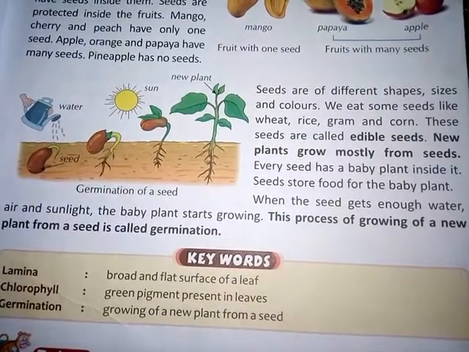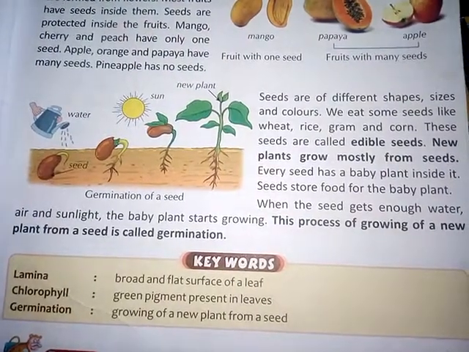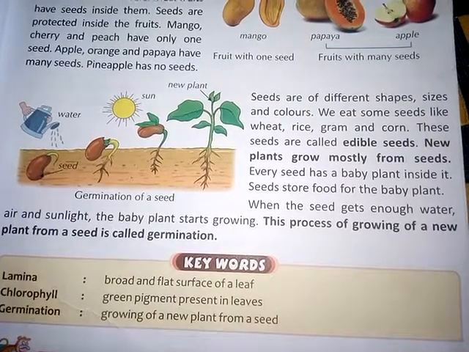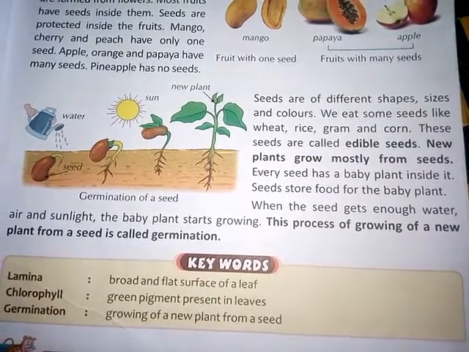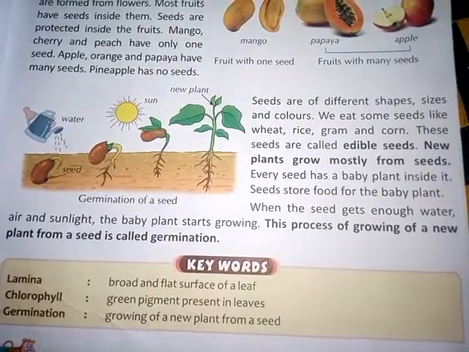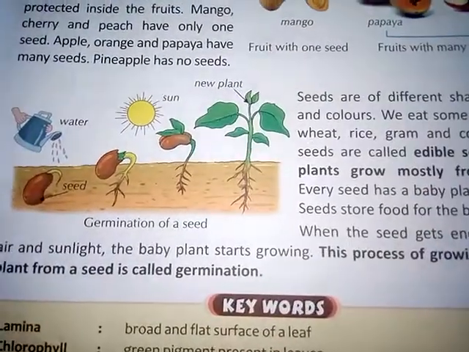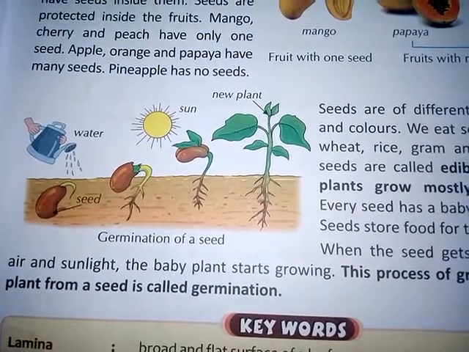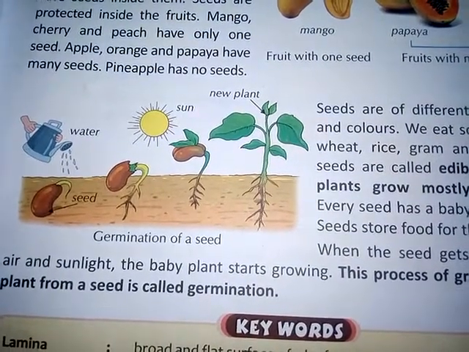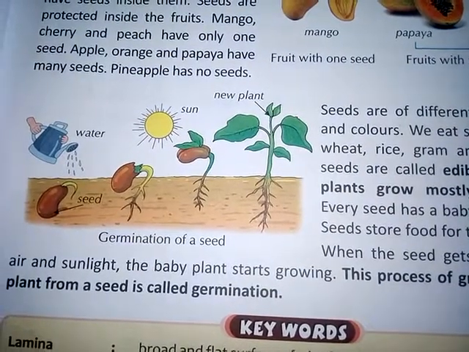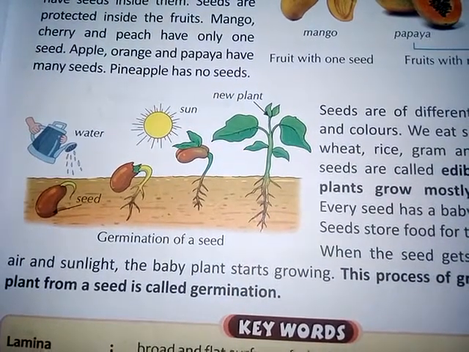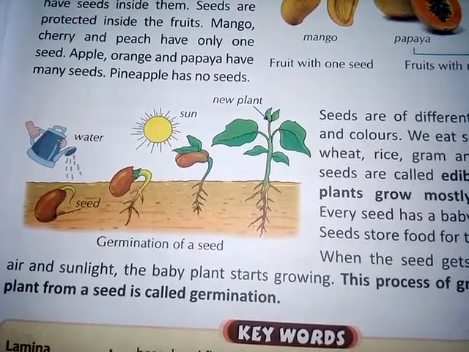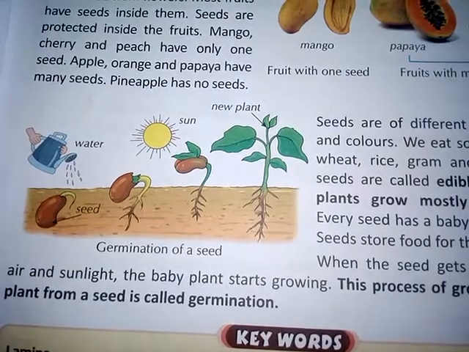When the seeds get enough water, air and sunlight, the baby plant starts growing. This process of growing of a new plant from a seed is called germination. Dear students, in this picture you can see and observe the germination of a seed. First of all, there is a seed, and as soon as it gets water, enough sunlight and enough environment, then it will turn into a beautiful plant.